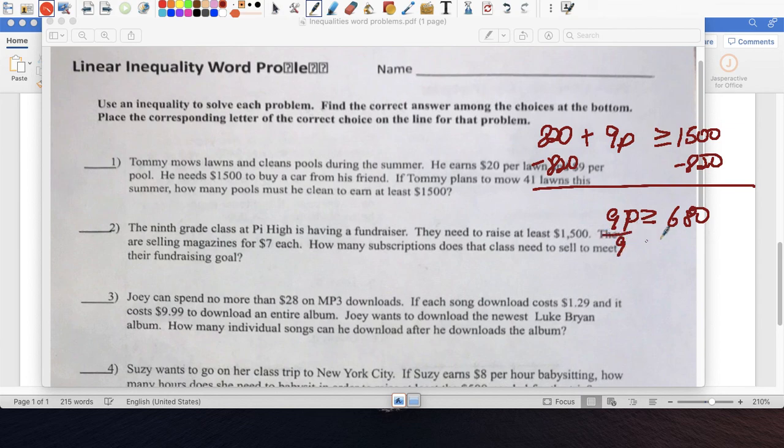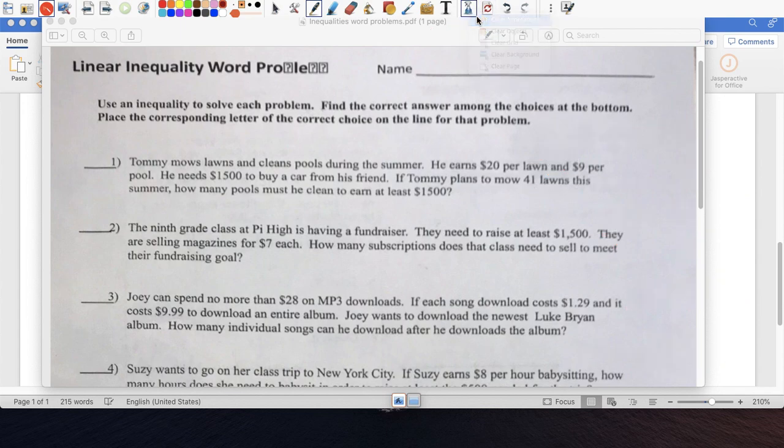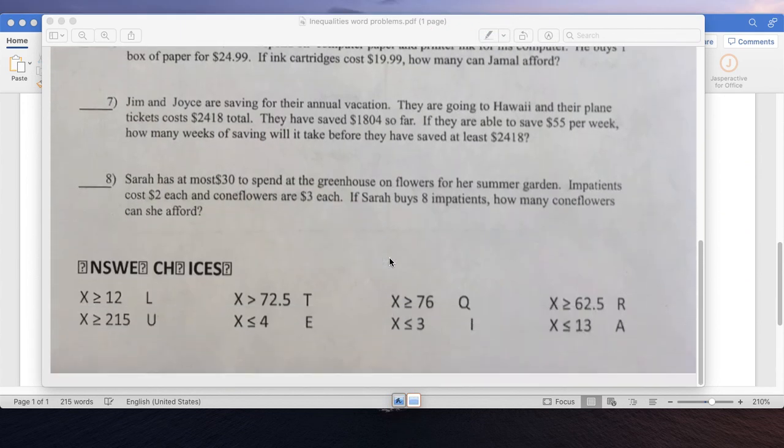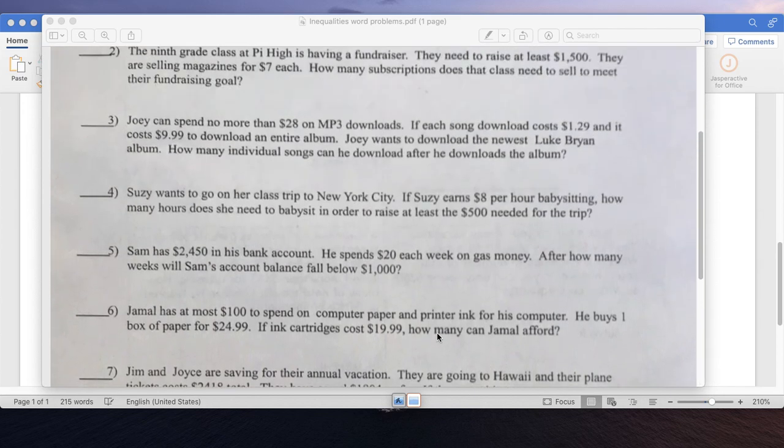Divide both sides by 59. That gives the number of pools that he has to clean to achieve his goal. 680 divided by 9 is 75.56. He needs to clean 75.56 pools. Well, he can't clean 75.56 of a pool, so he needs to clean at least 76 pools or more in order to save up for that. And that's P greater than or equal to 76. Do we have an answer for that? If you look at the bottom, P greater than 76, there you go, and that's letter Q. So the first one is Q.